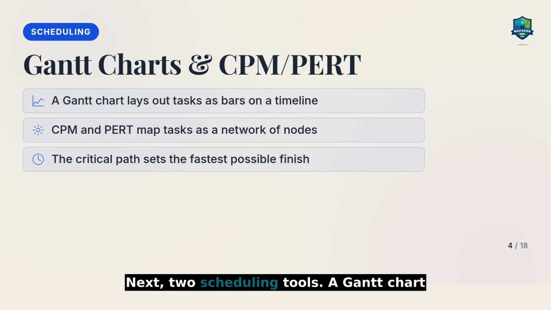Next, two scheduling tools. A Gantt chart lays out every task as a bar on a timeline, so you can see at a glance what should be happening and when. Its cousin is CPM and PERT, which maps the tasks as a network of connected nodes. The longest path through that network is the critical path, and it sets the fastest possible time the whole project can finish. Slip on the critical path and the whole project slips.